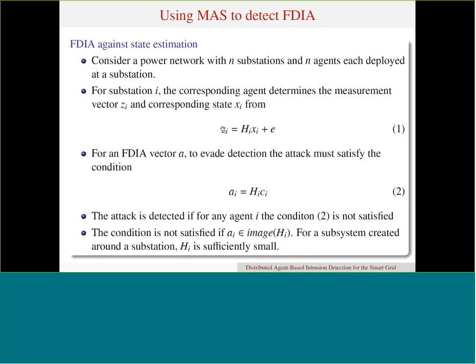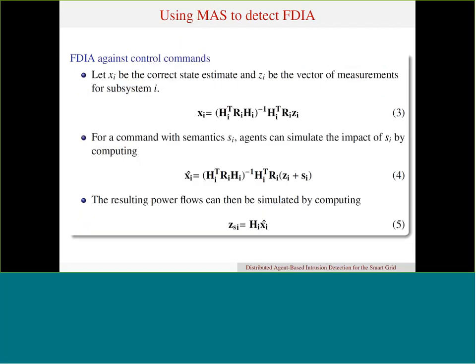So the idea here is to partition the grid. And if the attacker succeeds in even getting an attack vector that is the image of a certain section of the grid, that same image won't pass for another section of the grid. So I hope that makes sense. But that is the idea we're using for a multi-agent system for detecting false data injection attacks against measurement data.